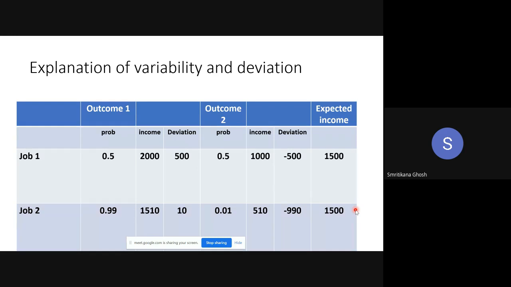Now the problem is there. For both the jobs, expected incomes are the same. Look, for both the jobs, expected incomes are 1500. So what will be the decision of the person? Both jobs are giving him the same expected income, so which will be chosen? There is a confusion. Do you get the problem? Yes, ma'am. So this is the problem if you want to take your decision in terms of expected income. Then what is the solution?